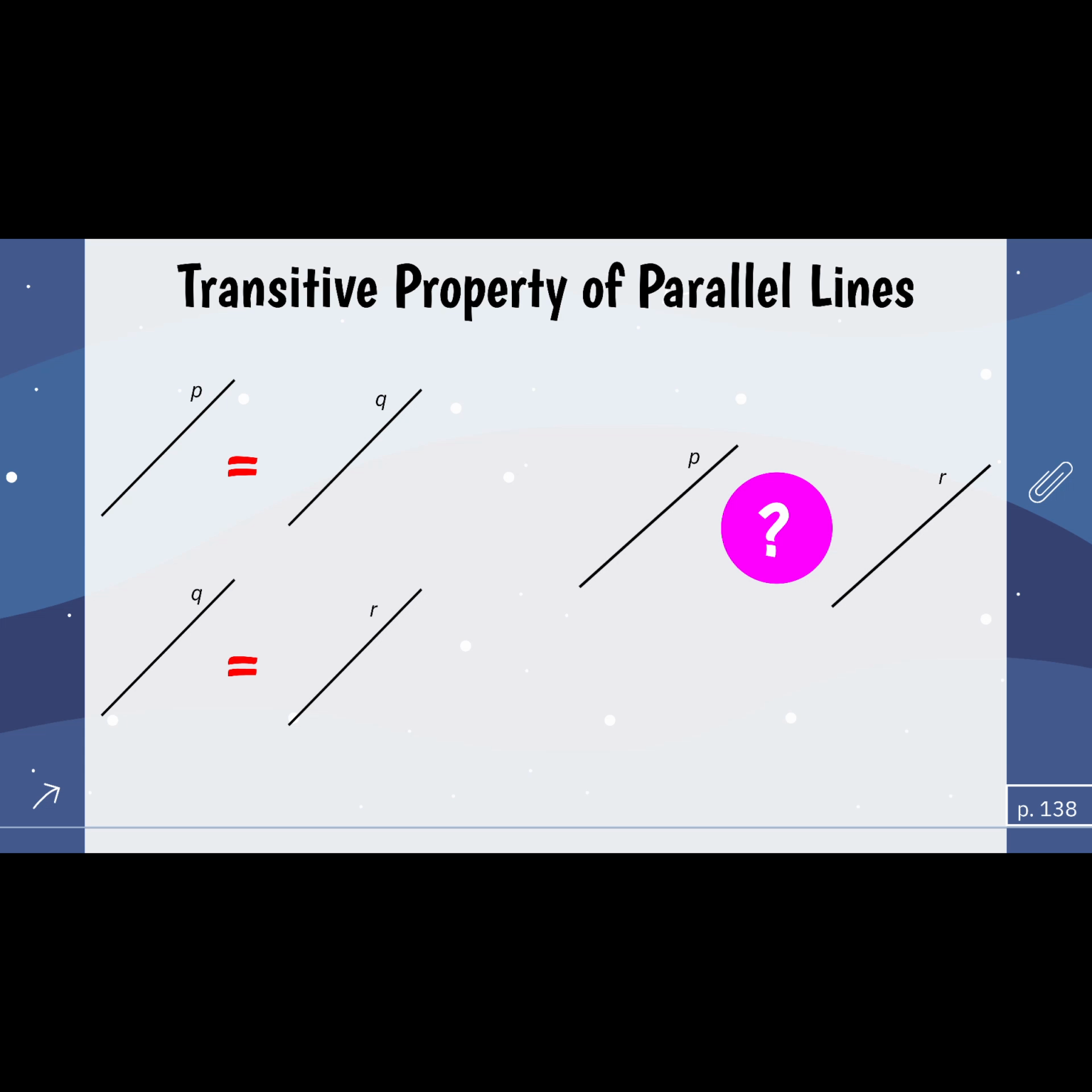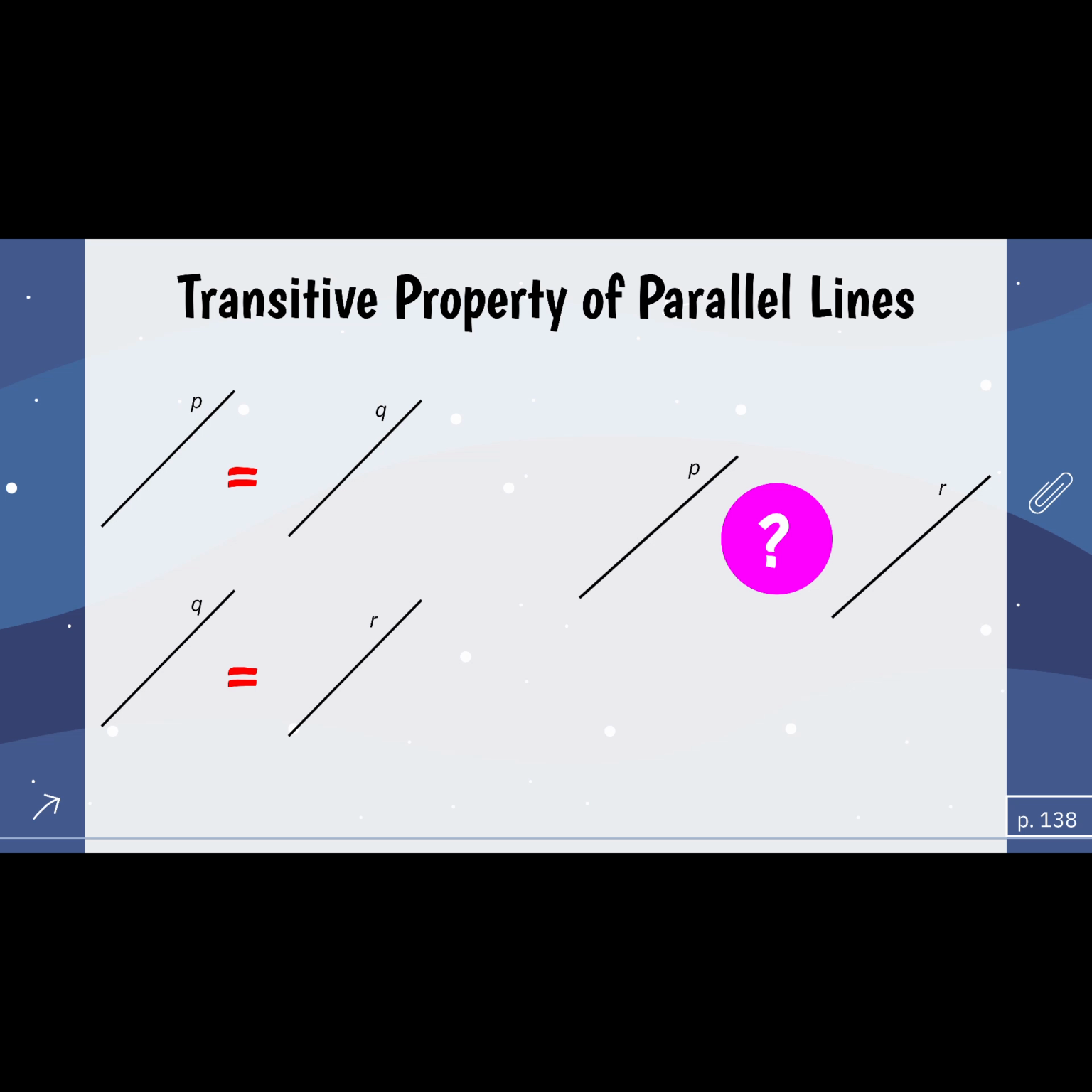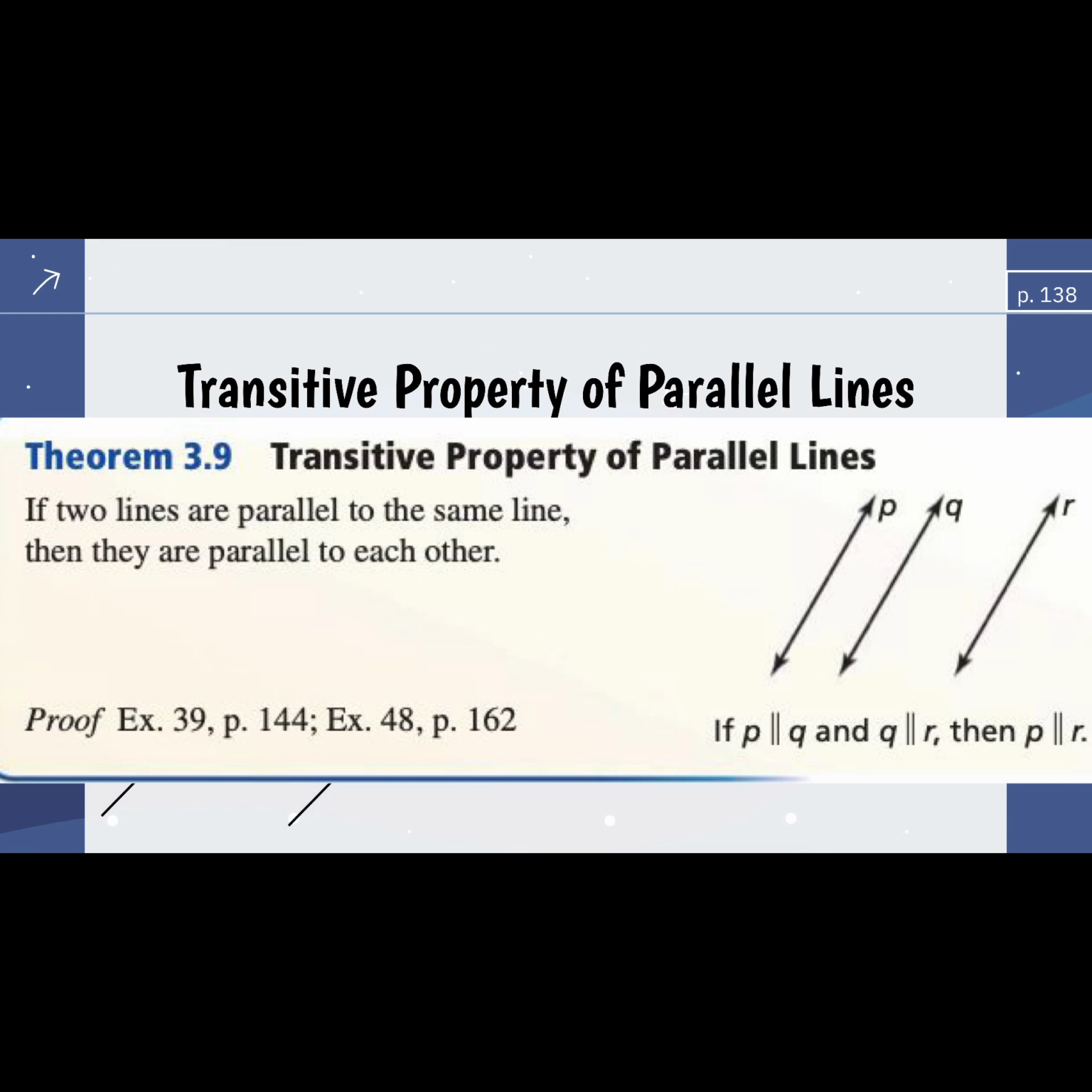So the transitive property, there we go. The transitive property of parallel lines says that if P is equal to Q and Q is equal to R, then P and R are equal to each other. And you may just want to write that down, even if you just want to write the picture down. And that is theorem 3.9. And that's how the book says it right there.